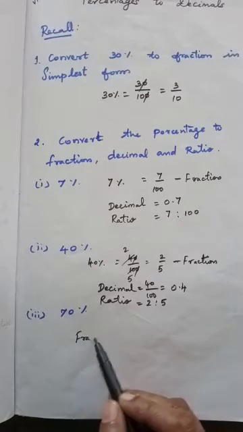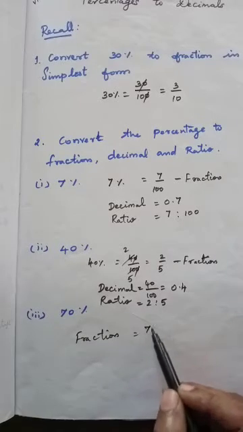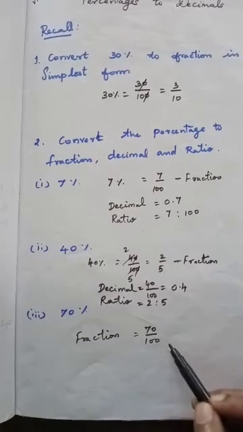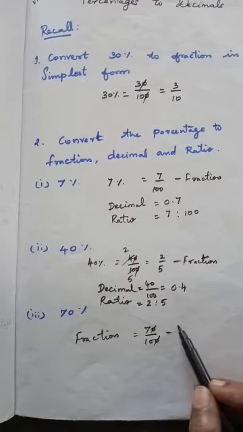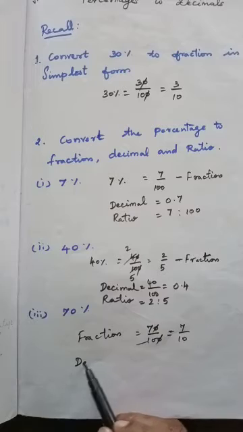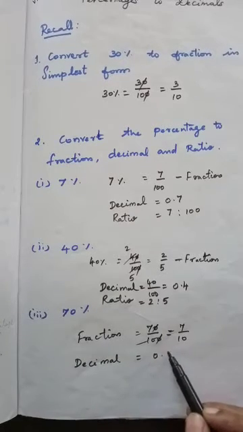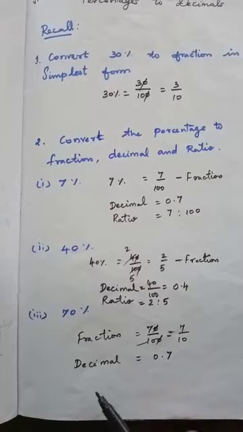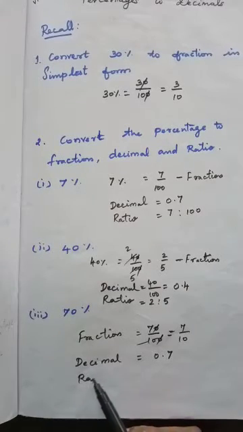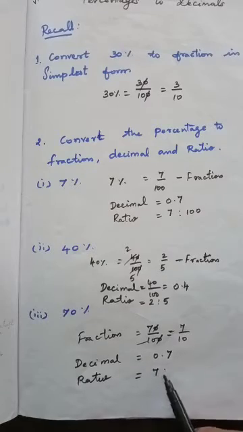Then fraction. 70% fraction is 70 by 100. Here you can cancel only one 0. So 7 by 10. Then decimal is equal to 0.7. Then ratio is equal to 7:10.